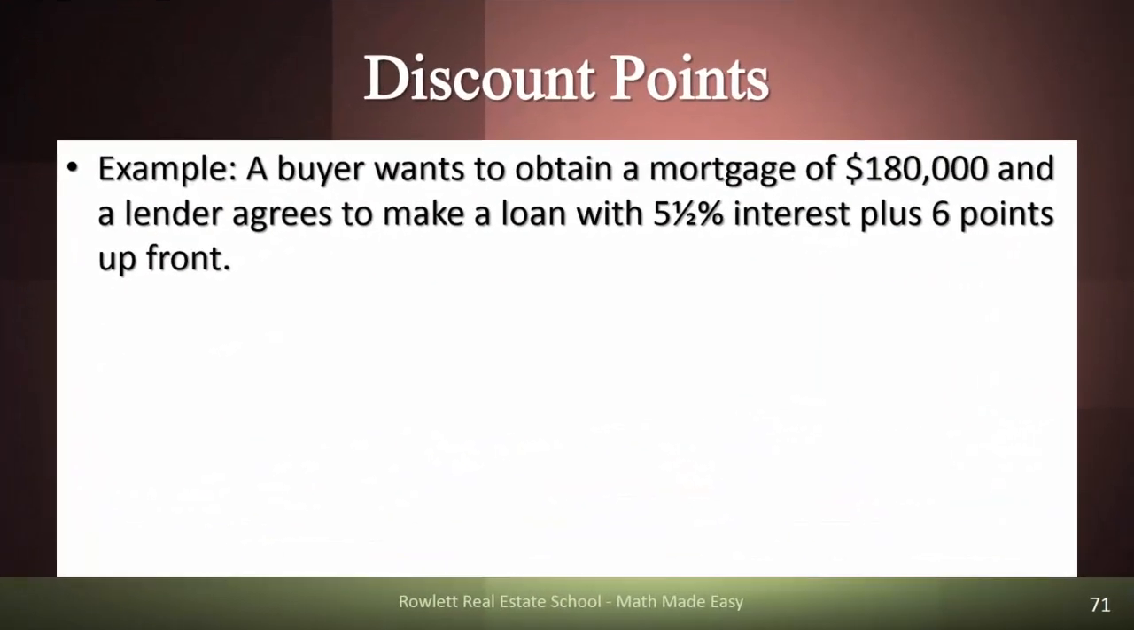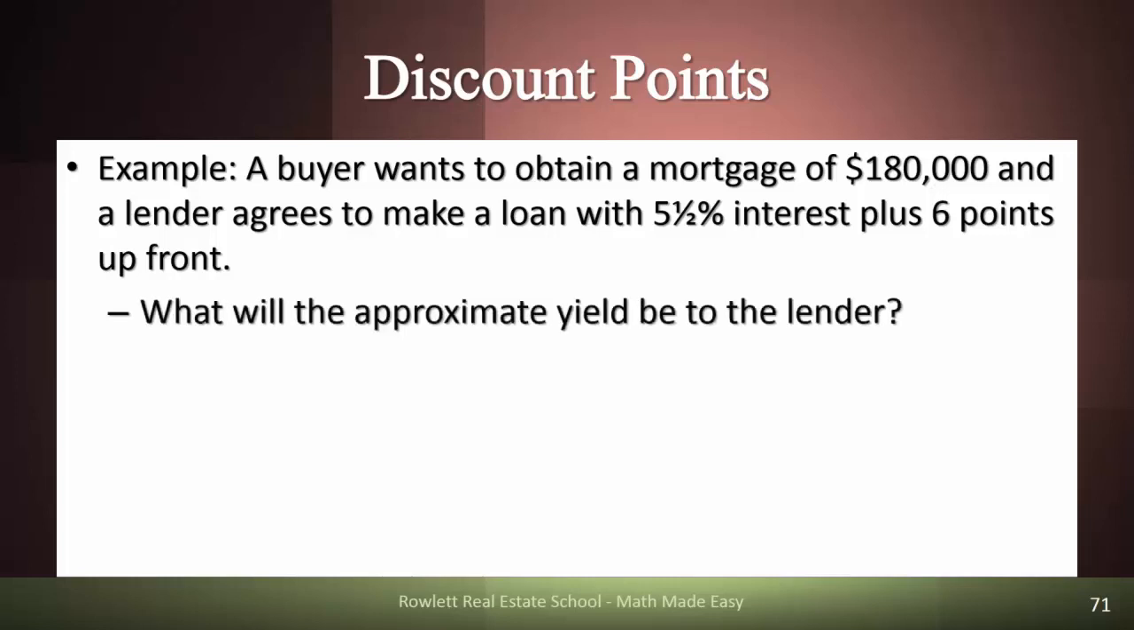So a buyer wants to obtain a mortgage of $180,000, and a lender agrees to make a loan with 5.5% interest, plus they're going to charge 6 points up front. What will be the approximate yield? Ding ding, there's our notification. They're looking for the 1/8 to the lender.